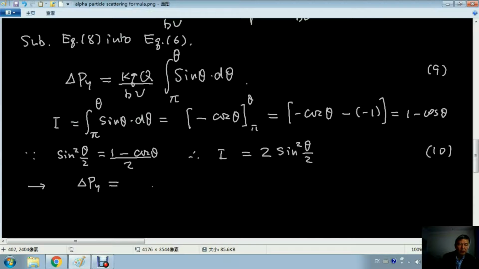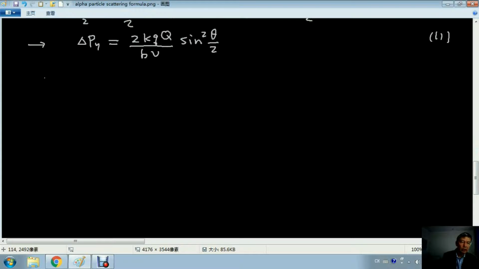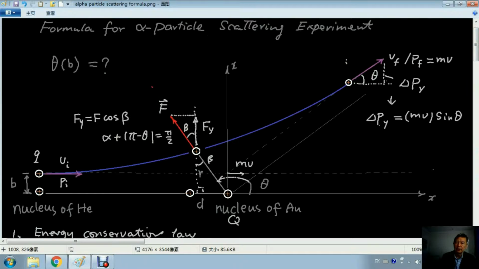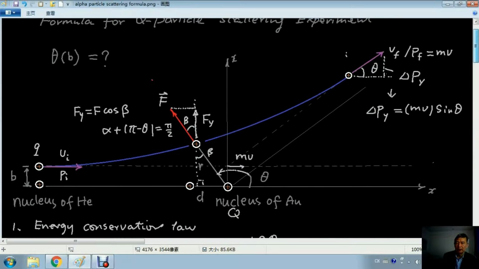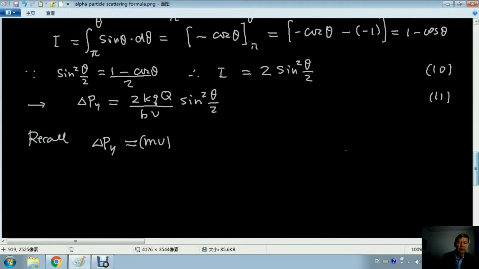So we substitute the integral here, and delta py equals 2k q capital Q, divided by b and initial velocity v, all of them times sine squared of the half angle. So this is our equation 11. Nearly finished. Can we recall, we just recalled delta py can also be written as mv times sine theta. So mv times sine theta.